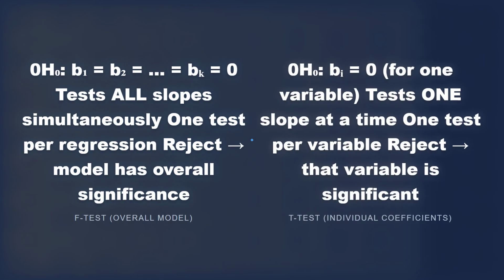The most tested distinction in regression, f-test versus t-test. Left side, f-test tests all slope coefficients simultaneously. Null, every slope equals 0. One test, one conclusion about the whole model. Right side, t-test tests one coefficient at a time. Null, this specific slope equals 0, as many t-tests as there are variables.